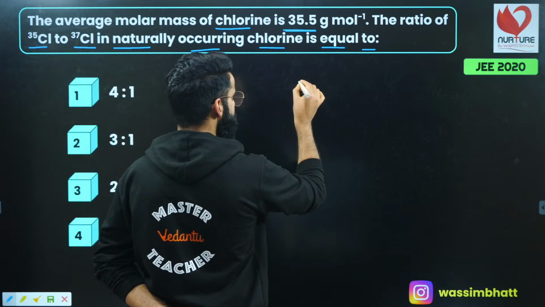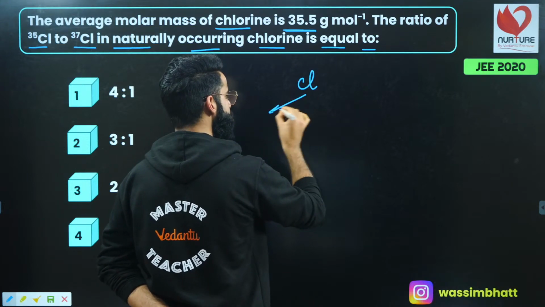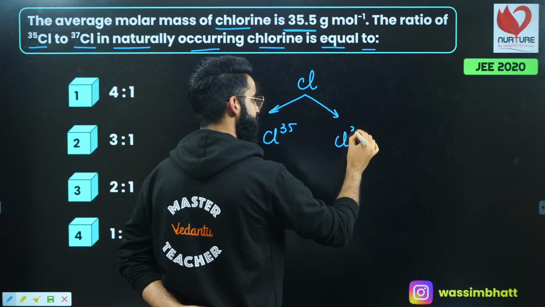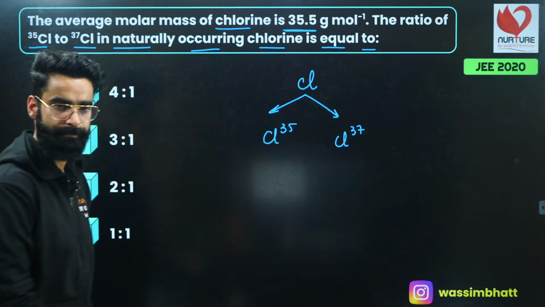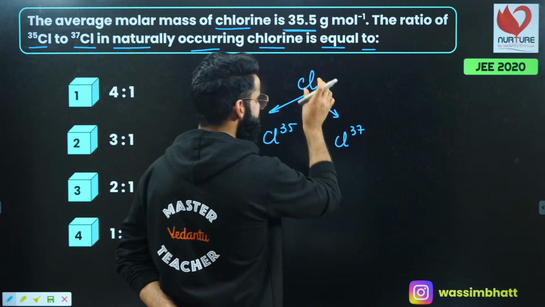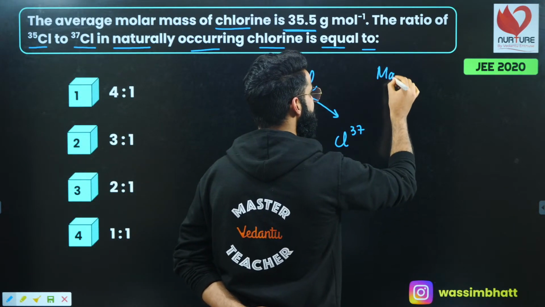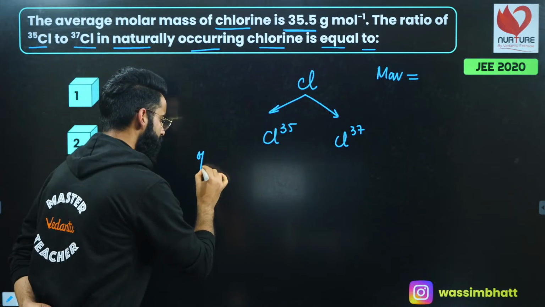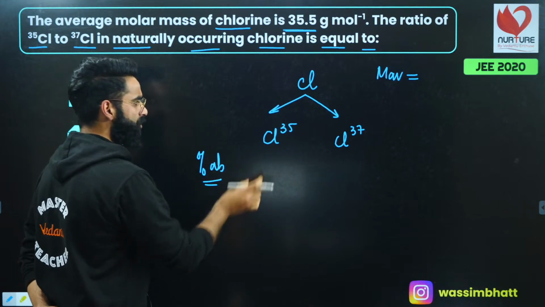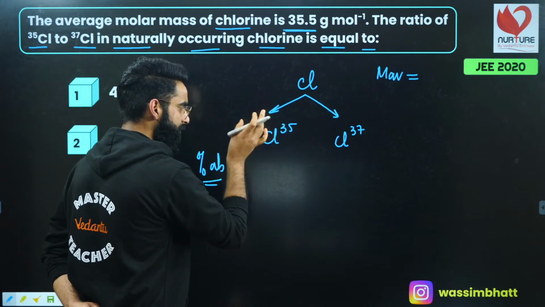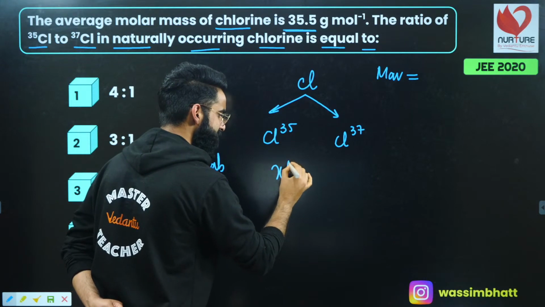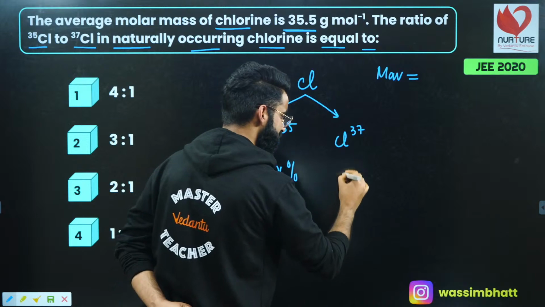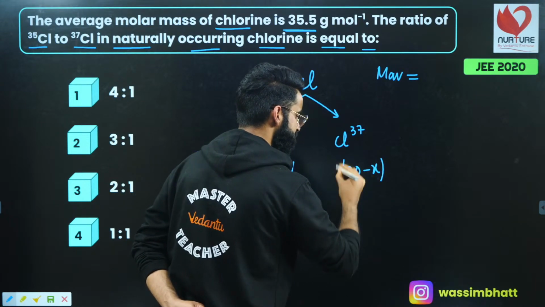See, you all must be knowing chlorine has got two isotopes. One is Cl35, another one is Cl37. These are the two isotopes of chlorine. I'm representing the average atomic mass of chlorine by MAV. Let's assume the percentage abundance of Cl35 is X%. So I can clearly say the percentage abundance of Cl37 is simply going to be 100 minus X%.